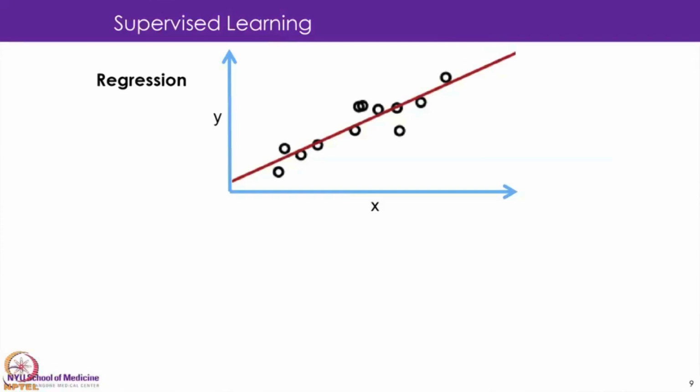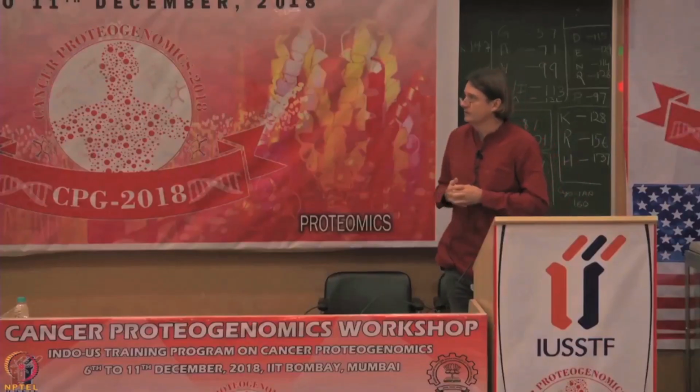So we're going to look first at regression. In regression, we have some variables that we measure. We call them x usually. In this case, for illustration purposes, we only show one x-axis, and then we want to predict what the value y is. So x would be, for example, the level of a transcript that we measure with RNA-seq, or the level of a phosphorylation site that we measure with mass spectrometry.